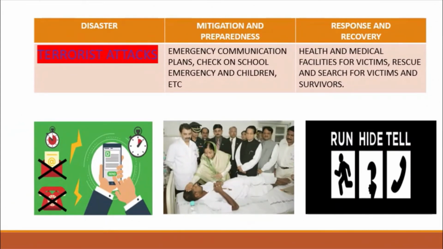The next disaster is terrorist attacks. Mitigation and preparedness for terrorist attacks: all the people should know how to communicate in the case of terrorist attacks. Check on schools, emergency, and children, etc. Next are the response and recovery: health and medical facilities for victims, rescue and search for victims, and survivors.